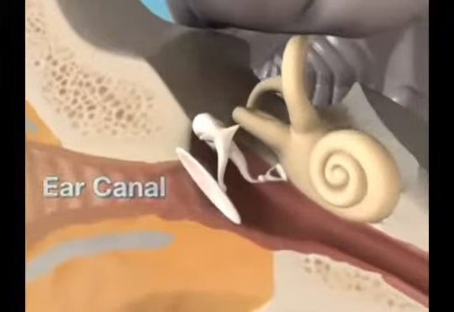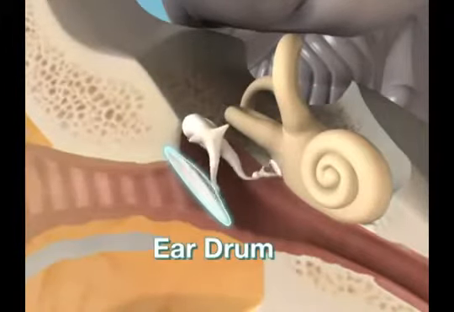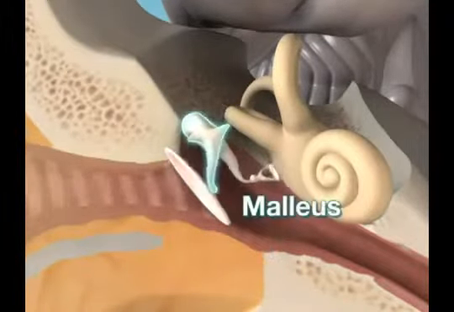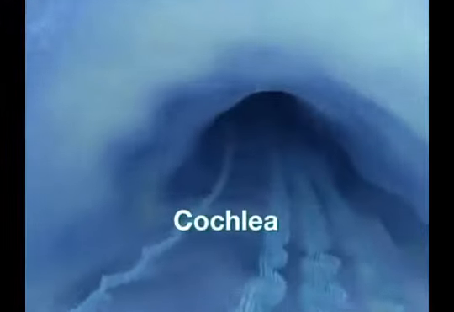The sound vibrates down the ear canal to the eardrum, which begins to vibrate. The sound then passes through the three bones in the middle ear cavity, which are the malleus, incus, and stapes. These are the smallest bones in the human body. You may remember them in school as the hammer, anvil, and stirrup. Now the sound goes through yet another window and enters the cochlea.